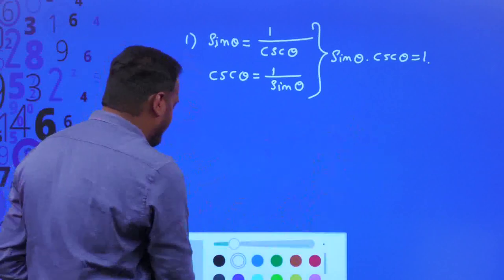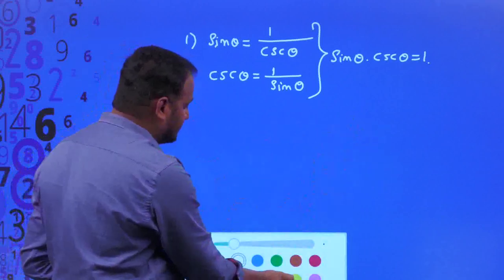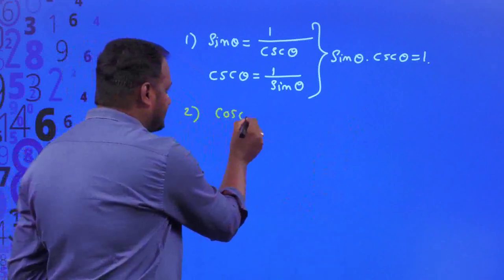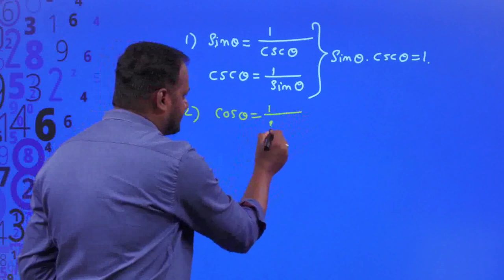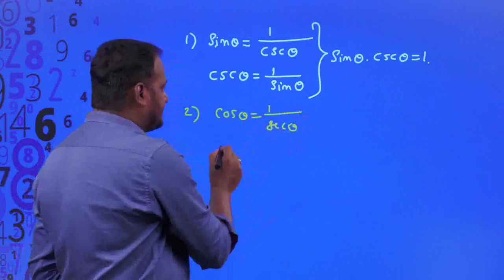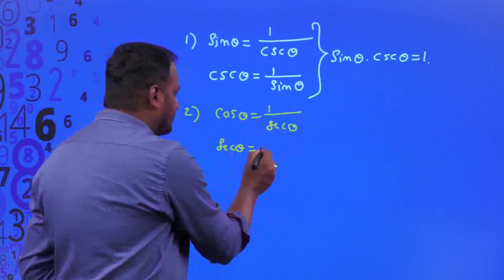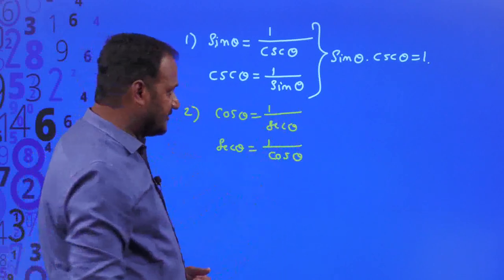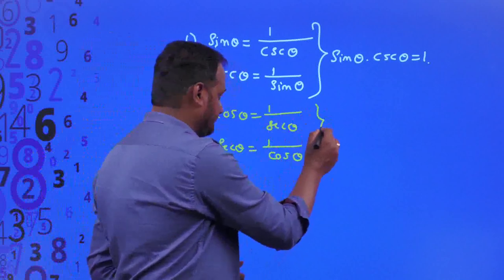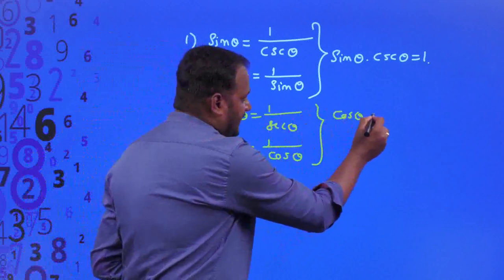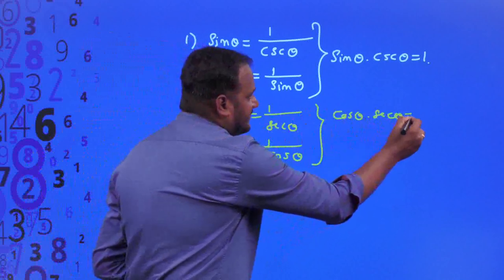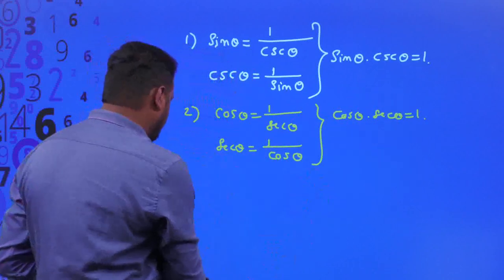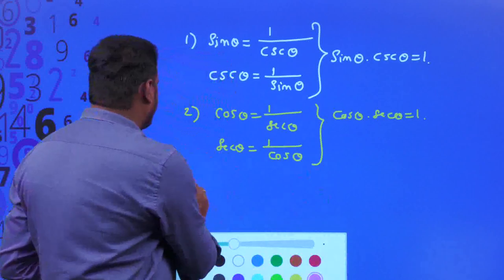Coming to the second relation, what is that second relation? That is cos theta is equal to 1 divided by secant theta, as well as secant theta is equal to 1 divided by cos theta. So from these two, we can say one thing by cross multiplication: cos theta multiplied by secant theta is going to be 1, right? And third one, what is the third one?